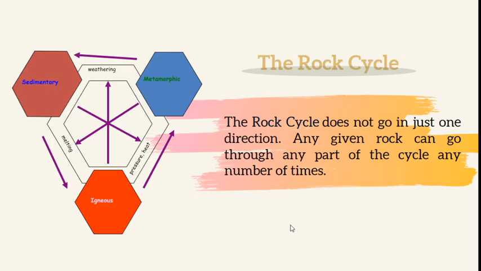Now, to end my topic, the rock cycle does not go in just one direction. Any given rock can go through any part of the cycle any number of times. Example, the igneous rock will be exposed to pressure and heat. This becomes metamorphic. And this metamorphic rock, once it undergoes weathering, becomes sedimentary. For example, clastic sedimentary rock. And once the sedimentary rock is exposed to melting, this becomes igneous rock. So on and so forth. Again, any given rock can go through any part of the cycle any number of times.